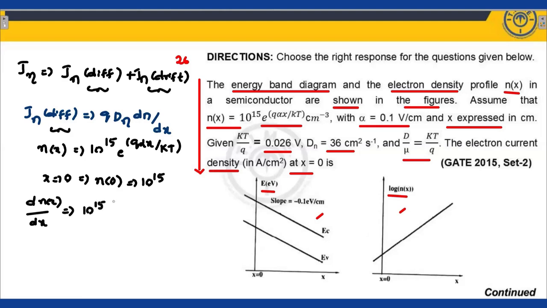10 power 15 into e power q alpha x divided by kT, into q alpha by kT. This is what you are going to get here. Now substitute, my dear friends, in this particular thing. Very important: x is equal to 0, because he is asking for everything at x equal to 0. He is asking for everything at x equal to 0.